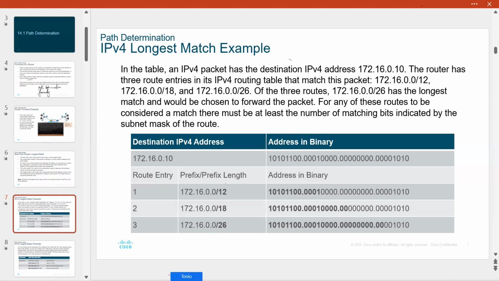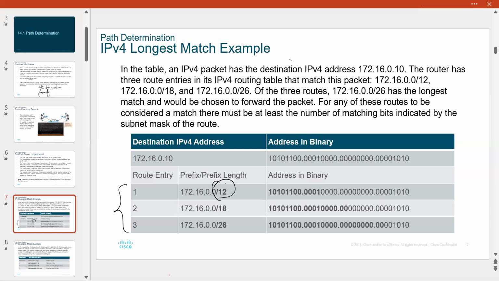So what is the longest match? This is the destination IP the packet is going to. If I look at the routing table, I see how many bits from the routing table are matching my destination IP. So if you have a /12, it basically means 12 bits will match with this address.